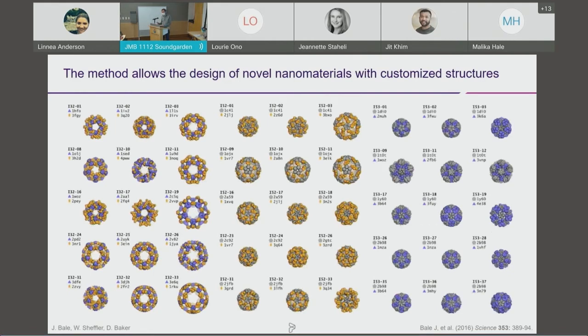And the implication, of course, is that this method now allows the design of novel nanomaterials with customized structures, right? So if you want a nanoparticle that's more porous, you might go for the architecture on the left. If you want a nanoparticle that's less porous, you might go for the architecture on the right. If you want a 16 nanometer, 17 nanometer, 18 nanometer, 19 nanometer particle, you can now design that.